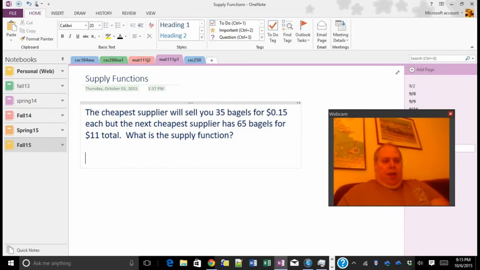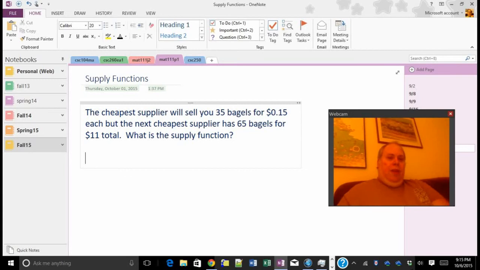So what we've got to do is figure out how much it costs to buy out the cheapest supplier, and then how much it costs to buy out the two cheapest suppliers, and that's going to give us our 2 points. We never consider how much it just costs to buy from an expensive supplier, because that would be foolish. We're trying to save money.